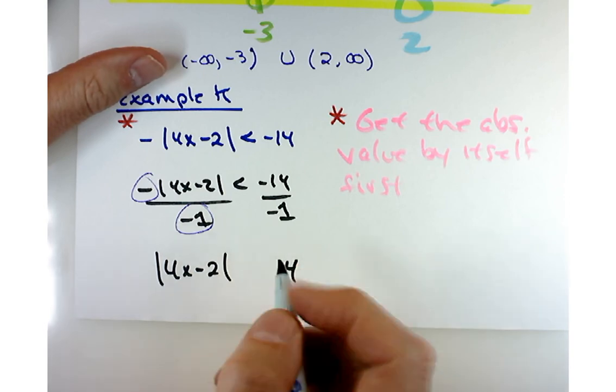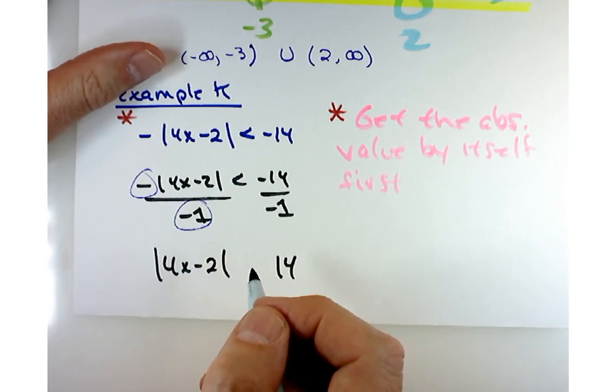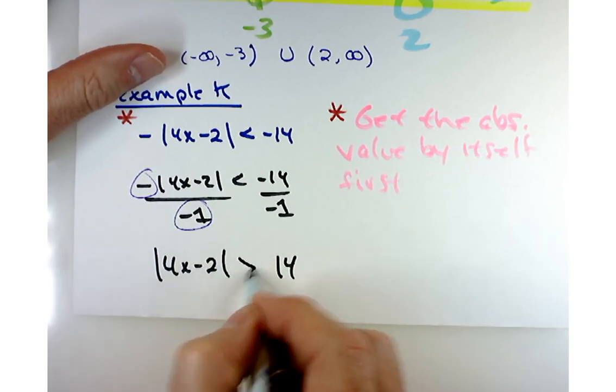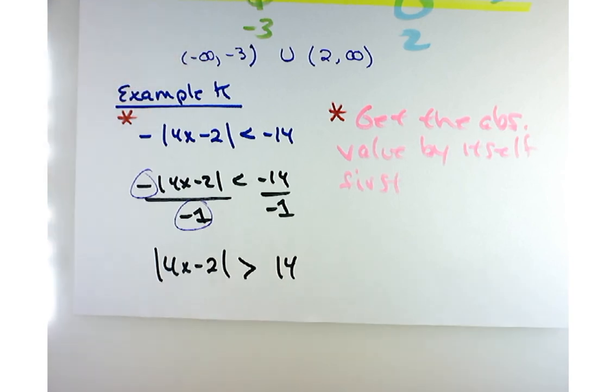There's one last thing that I got to take care of. Flip the sign. Yeah, flip the sign. Because we divided by a negative, you've got to flip the direction of the inequality. Sterling, okay with that? All right. Now we can get busy with setting up our two conditions.